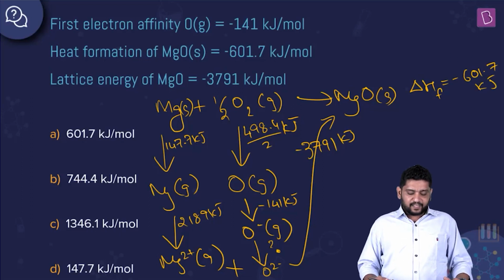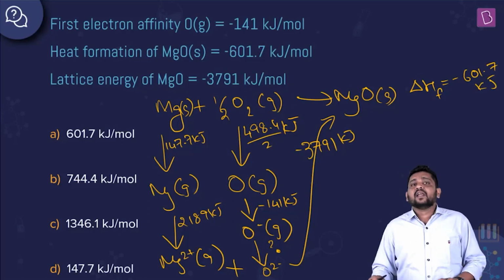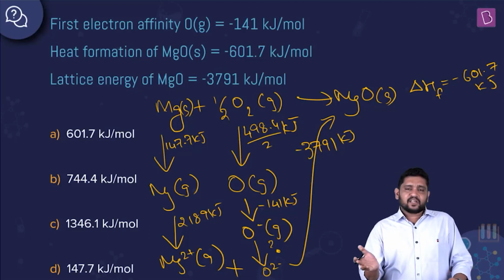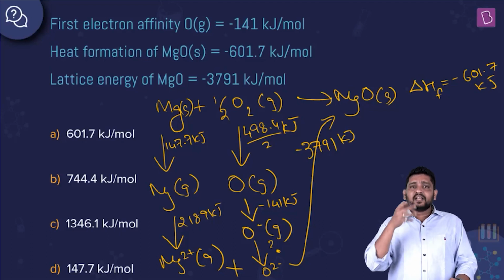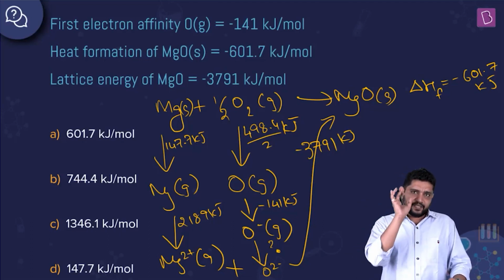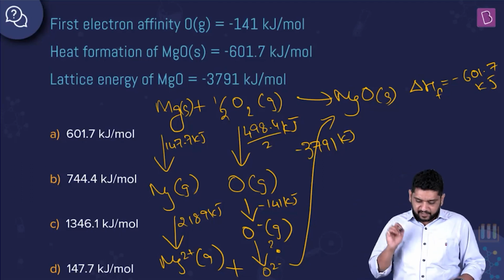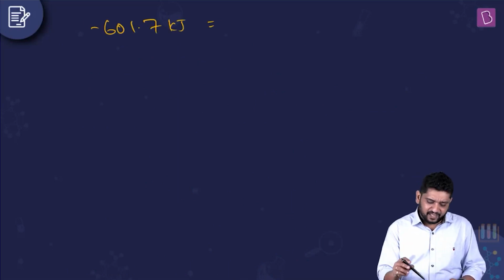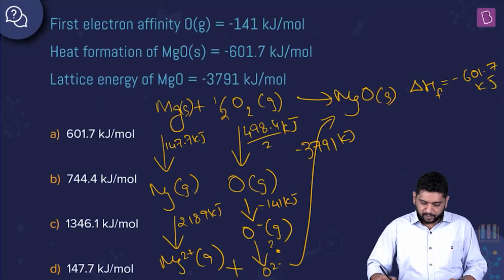So what do we know? We know that enthalpy is a state function. So irrespective of how you go from one to another, the total enthalpy change should be the same. Or we can speak in terms of Hess's law. We can say that if you do it in a single step or in multiple steps, it doesn't matter. The net enthalpy change should be the same in both. So the sum of all of these individual enthalpies should be equal to the direct step enthalpy. This is the idea. So what can we write? Minus 601.7, the total net enthalpy, direct one. All of these are in kilojoule only, so I don't want to write the units. It's an unnecessary burden.